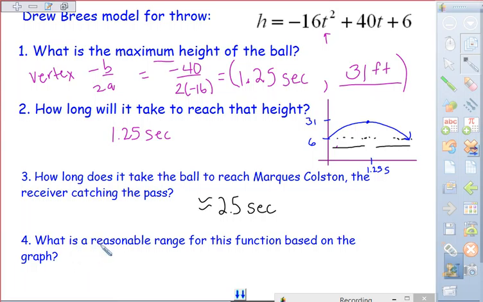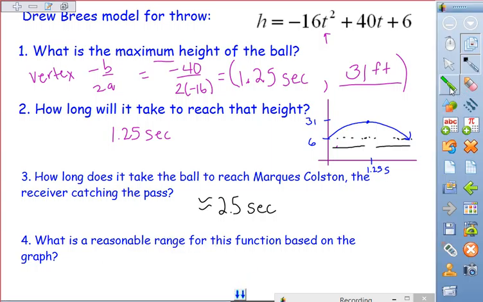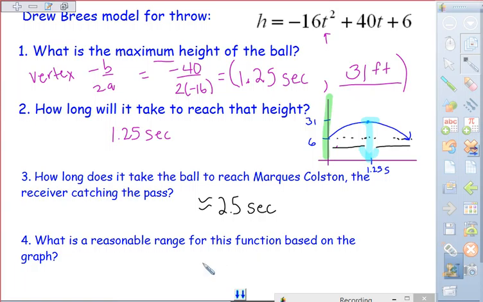Question number 4, what is a reasonable range for this function based on the graph? So remember, range are possible y values. So looking at our graph, this is our y-axis. So it's looking like y values have to happen at 31 feet or below. And could a height ever be negative? No. So we want to be greater than or equal to 0, and also less than or equal to 31.